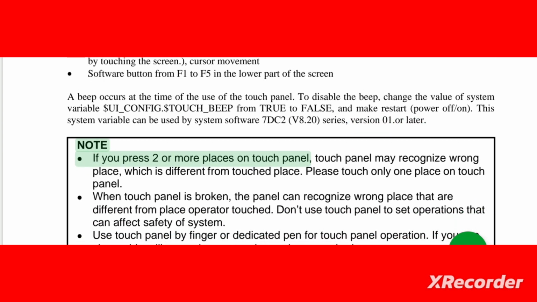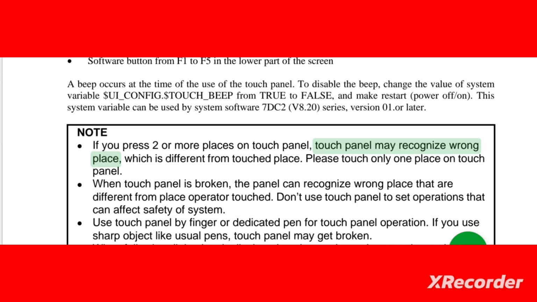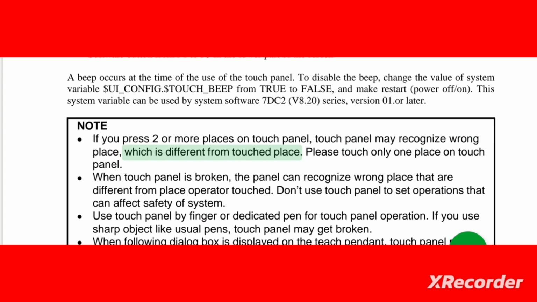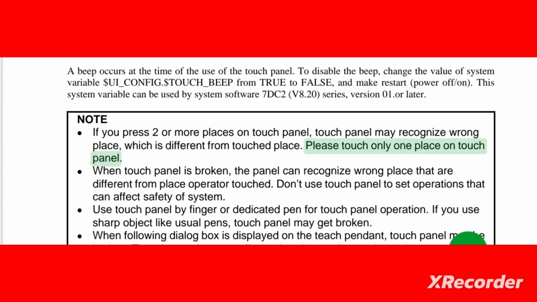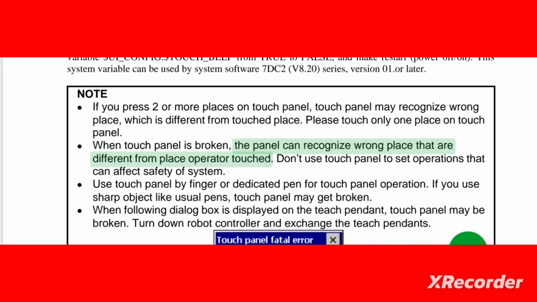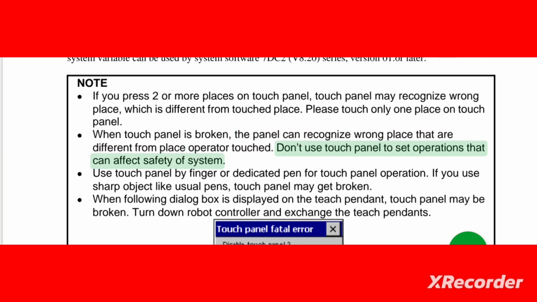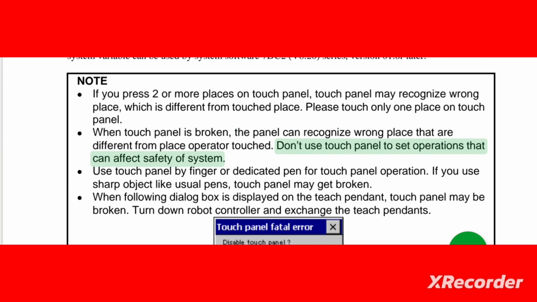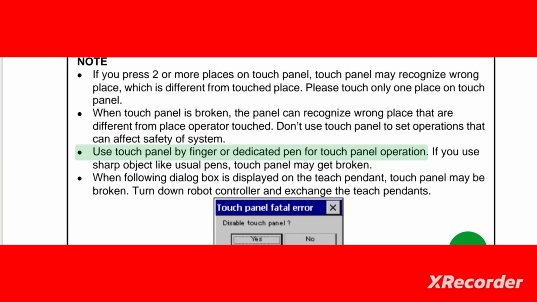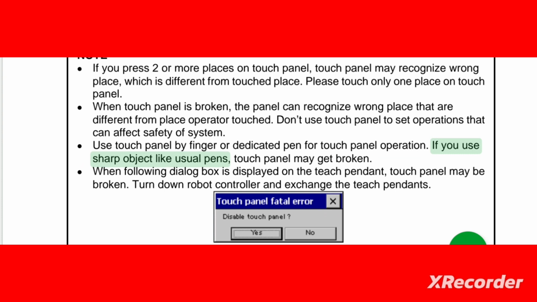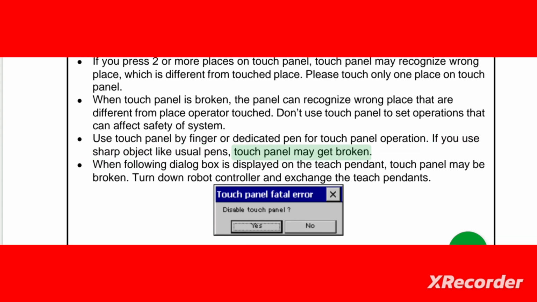Note: if you press two or more places on the touch panel, it may recognize the wrong place, which is different from the touched place. Please touch only one place on the touch panel. When the touch panel is broken, the panel can recognize places different from where the operator touched. Don't use the touch panel to set operations that can affect the safety of the system. Use the touch panel with a finger or a dedicated pen. If you use a sharp object like a usual pen, the touch panel may get broken.